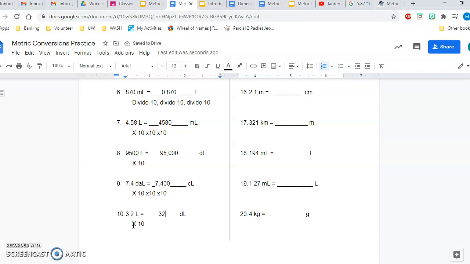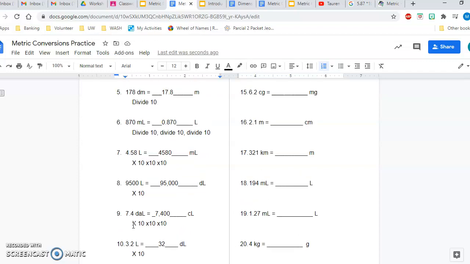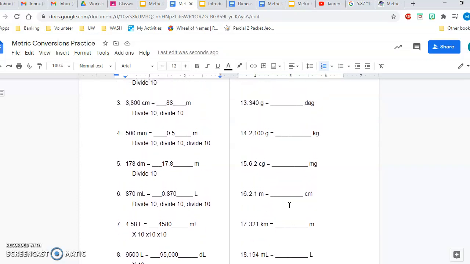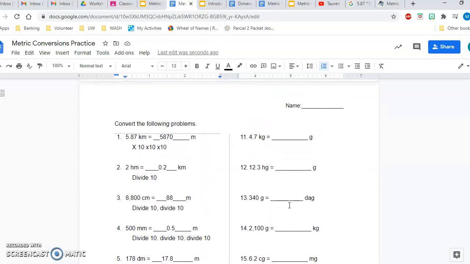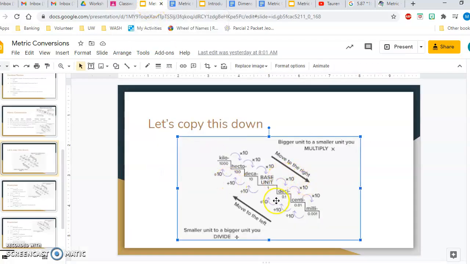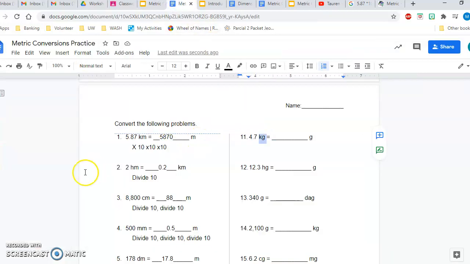So I hope that was helpful. If you guys have questions going through these other ones, please let me know. All we have to do is find what unit we're starting in, and how many steps we have to go down or up on our chart right here, and it'll tell us how many times to multiply or divide by 10. So I hope that was straightforward. As always, please let me know if you have questions.